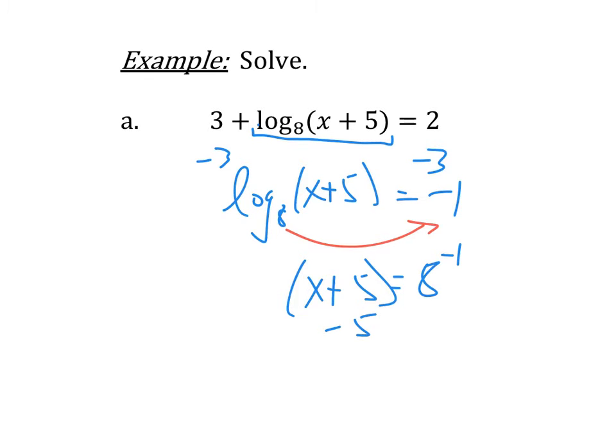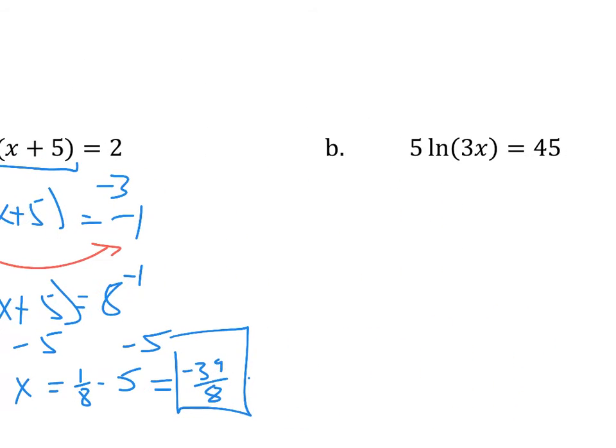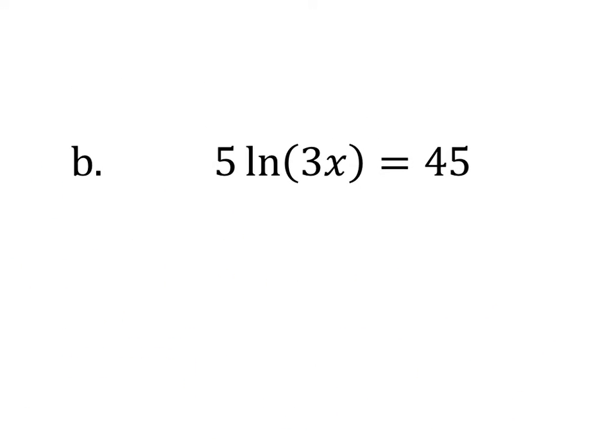So if we subtract 5 there, we get x equals 8 to the negative 1, which is 1/8. So we have 1/8 minus 5, which is 40/8. Okay, so this is negative 39/8 when you subtract those. So we get the log by itself, then change it to an exponential.